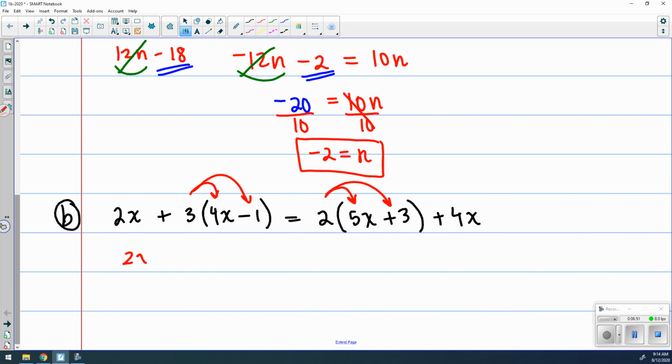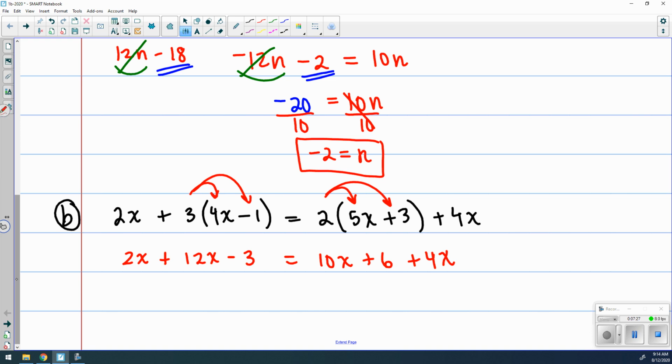All right, 2x plus 12x minus 3. Are you good with that distributive property? All right, equals 10x plus 6 plus 4x. Are you good with the distributive property, 10x plus 6? I'm going slow here because I tend to get in a rush and make mistakes, and then I end up with weird answers, like 142 divided by 17.5. I don't know. Okay, anyway, I think I'm good. I've double-checked, reworked it in my head.